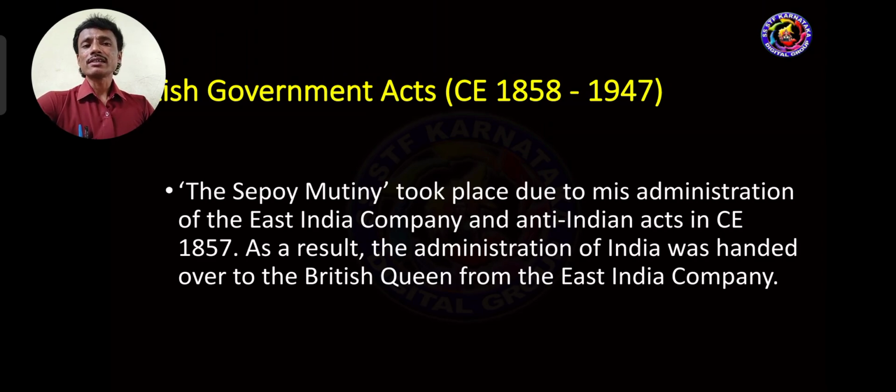So as a result, the administration of India was handed over to the British Queen from the East India Company. So after 1857, the administration of the East India Company completely ended. Then the administration was handed to the Queen of England. Then after, what happened? The Indian Government Act of 1858. This was a new era because the administration of the British East India Company ended. Before 1858, there was only domination in our Indian country.